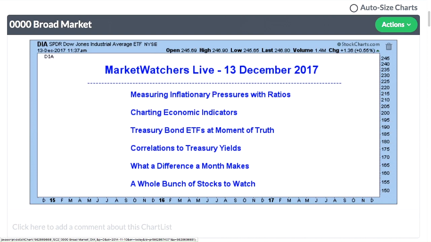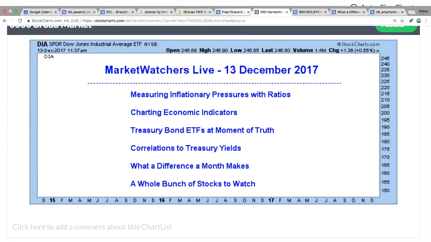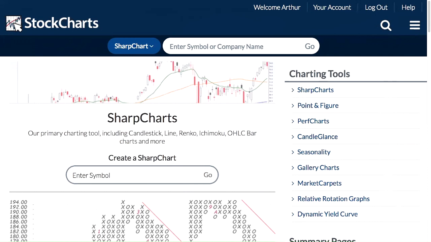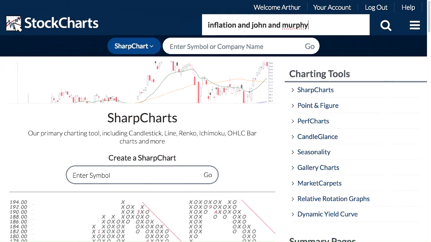But before I get into the inflationary pressures and the ratios that I'm going to show you, this subject was triggered by John Murphy. I was noticing that he wrote that the PPI, or I noticed in the news, the PPI had a big surge on its latest reported value. I don't follow economic indicators too much, but I wondered what was going on with inflation. And so I wanted to search John Murphy's articles.